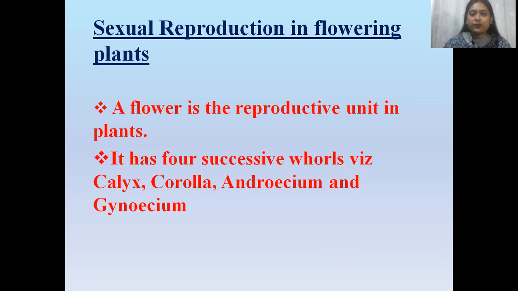Sexual reproduction in flowering plants, which is also known as angiosperms. So here basically we have to understand what exactly happens in the process of reproduction sexually. And when we say flowering plants, it is referred to as angiosperms because there are definite terms given to plants which bear flowers. So those are known as angiosperms. And here, first point, it says a flower is the reproductive unit in plants. So reproduction basically occurs in a flower, and it is known as the reproductive unit in plants.